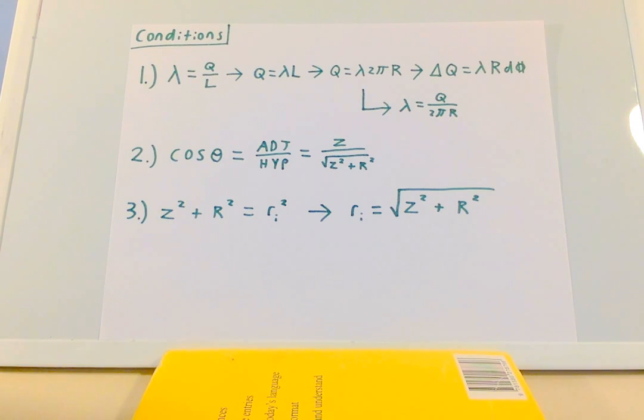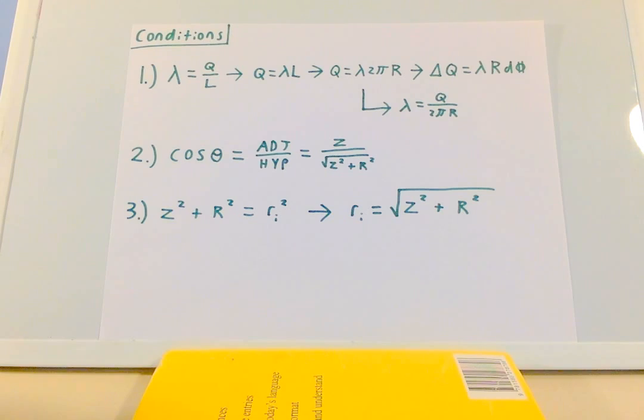Another thing we'll have to recognize for a substitution later on is that the linear charge density is equal to Q over 2 pi r, and that's just rearranging that third part of number 1. I'm going to skip around a little bit. Number 3 here, we need to recognize one of the geometric relationships I was talking about, that z squared plus r squared is going to equal Ri squared. When you rearrange that, you get Ri is equal to the radical of z squared plus r squared.